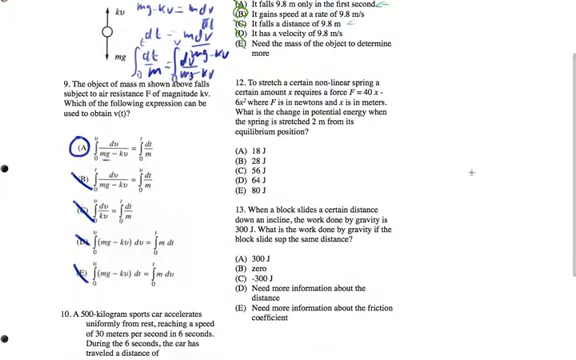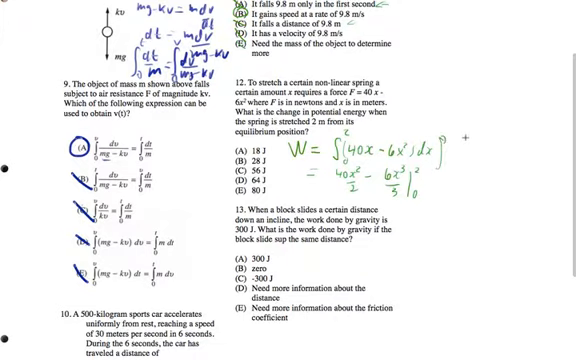Now for number 12. We have a certain nonlinear spring. It requires this force to stretch it, and we want to know the change in potential energy when the spring is stretched 2 meters from its equilibrium point. So let's calculate the work, and then we'll take the negative of that to get the potential energy. So the integral of 40x minus 6x squared dx from 0 to 2. And that's going to be 40x squared over 2 minus 6x cubed over 3 from 0 to 2.